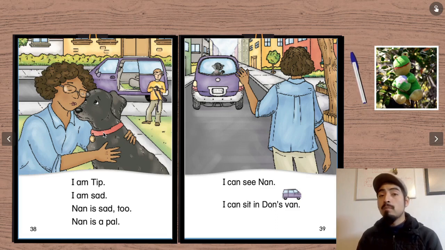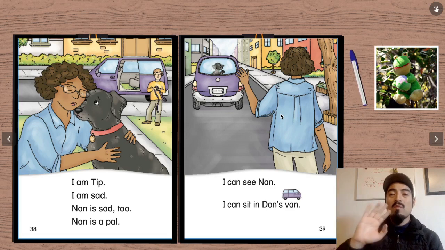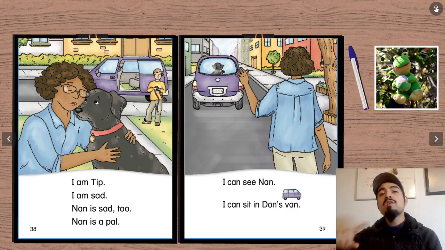If you keep on exploring the picture and the next one, you can see Tip in a van. It says, I can sit in Don's van. And they both are waving. What is happening here? Do you know why they are sad? They are sad because they are saying goodbye. Tip is moving, he's going to another place.